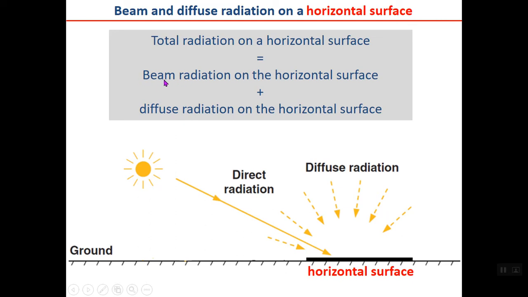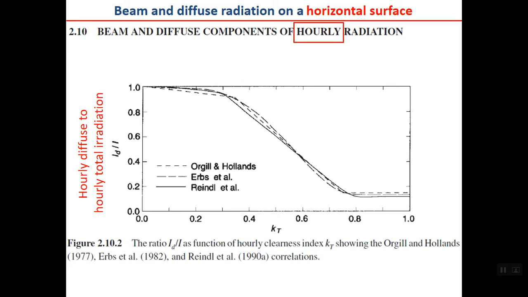So, suppose that you have the total radiation. This is the general case we are actually looking for: you have a formula for one of these, beam or diffuse, and then you can calculate the third one. There are a lot of experimental correlations in the literature which enable you to calculate the ratio of diffuse to total radiation.